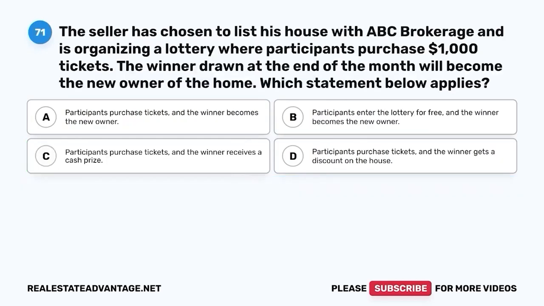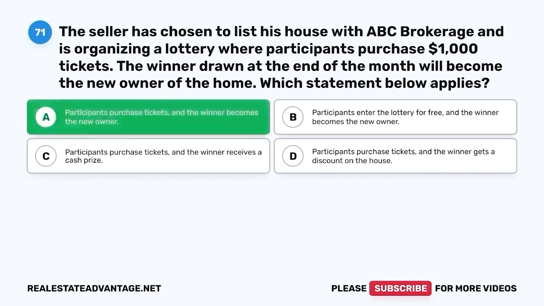The seller has chosen to list his house with ABC Brokerage and is organizing a lottery where participants purchase $1,000 tickets. The winner drawn at the end of the month will become the new owner of the home. Which statement below applies? A. Participants purchase tickets, and the winner becomes the new owner. B. Participants enter the lottery for free, and the winner becomes the new owner. C. Participants purchase tickets, and the winner receives a cash prize. D. Participants purchase tickets, and the winner gets a discount on the house.